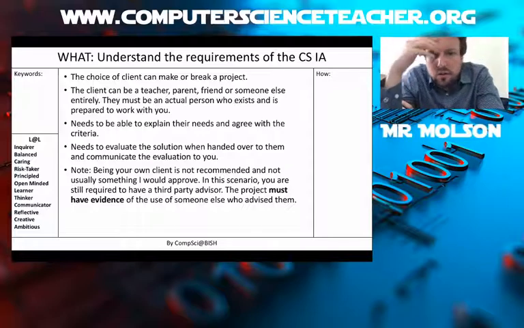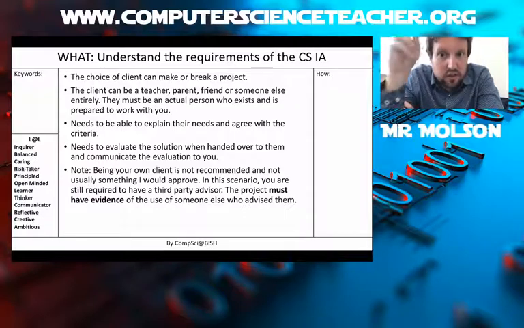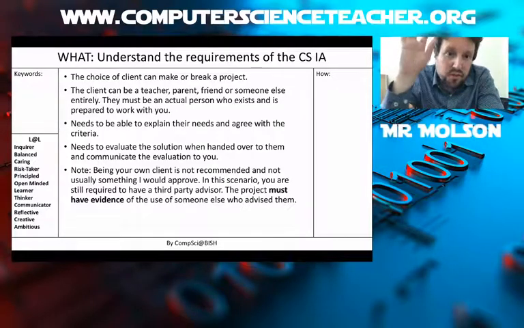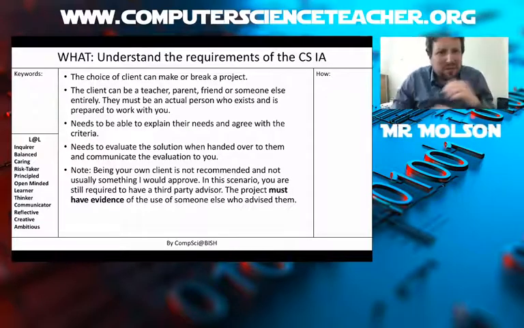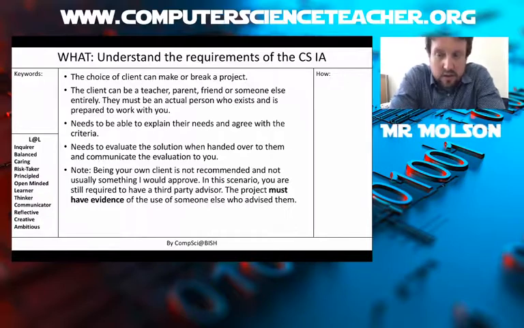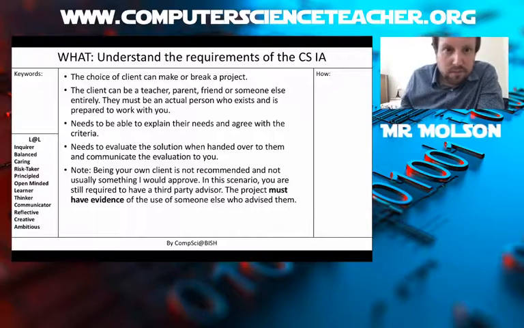Now, the examiner does make it clear that you can be your own client as long as you've got an advisor. I would not recommend this though. It just makes life very complicated. So where possible, I would not recommend that you be your own client. It's just not a good idea.